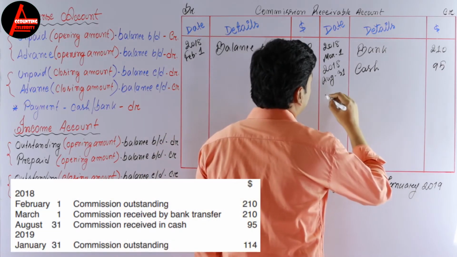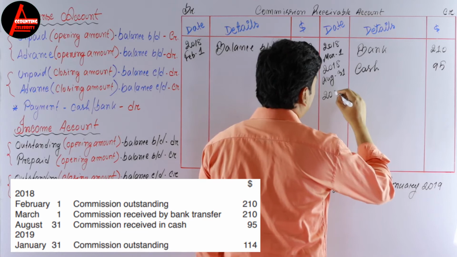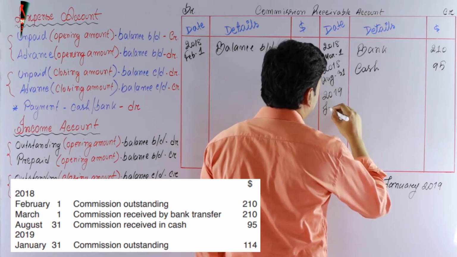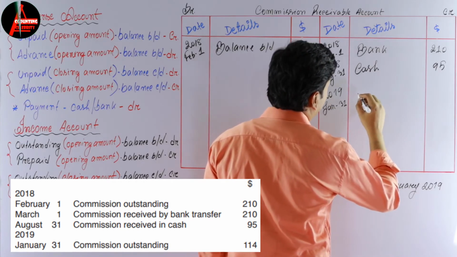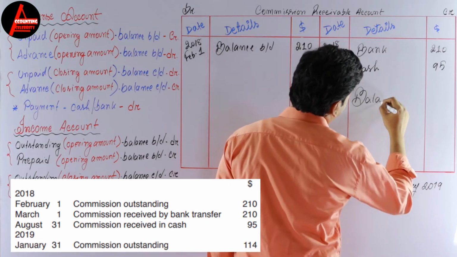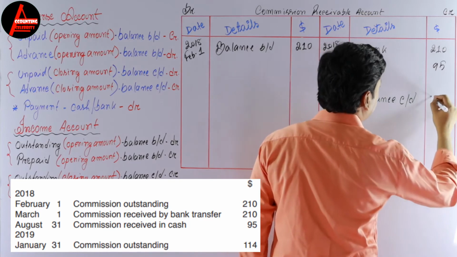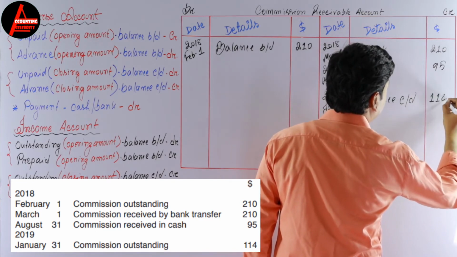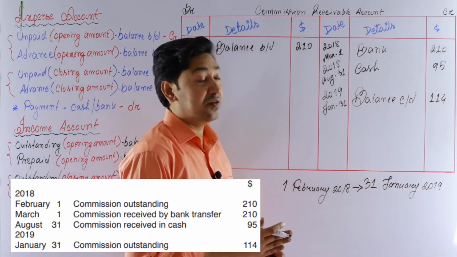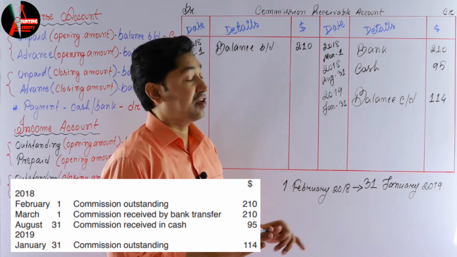Okay, date first 2000, the closing date is 2019 January 31st. Yeah, so we will write here balance CD. CD means balance carried down. Okay, the amount is here $114. Great, we have written this transaction here on the credit side.